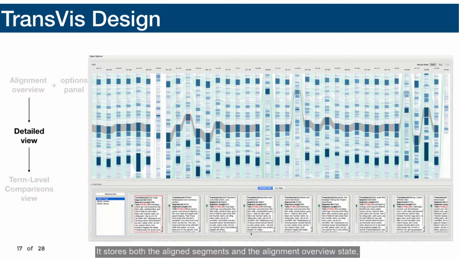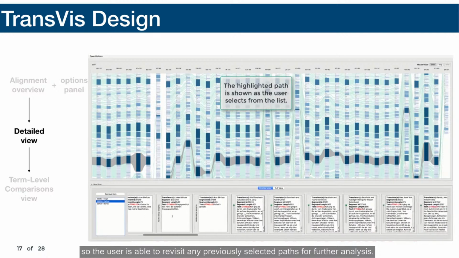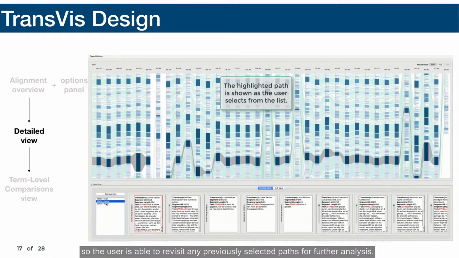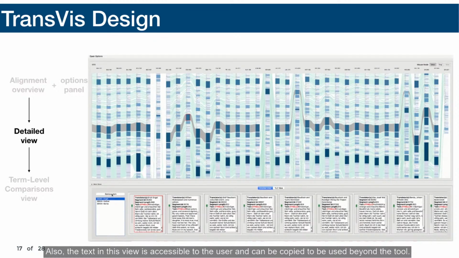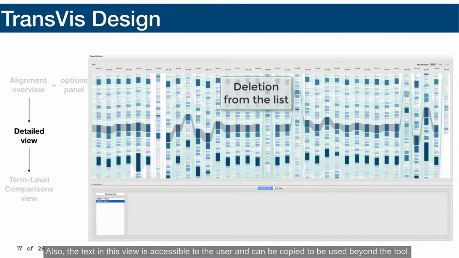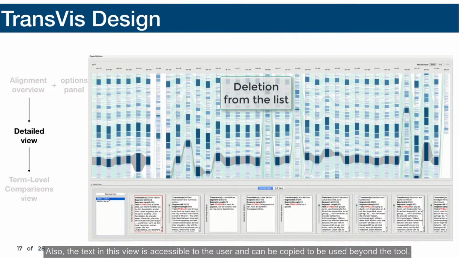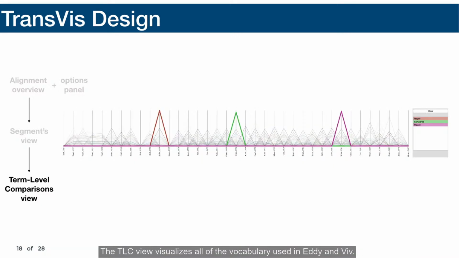It stores both the aligned segments and the alignment overview state, so the user is able to revisit any previously selected paths for further analysis. Also, the text in this view is accessible to the user and can be copied to be used beyond the tool. The Tlc View visualizes all of the vocabulary used in Edmv.